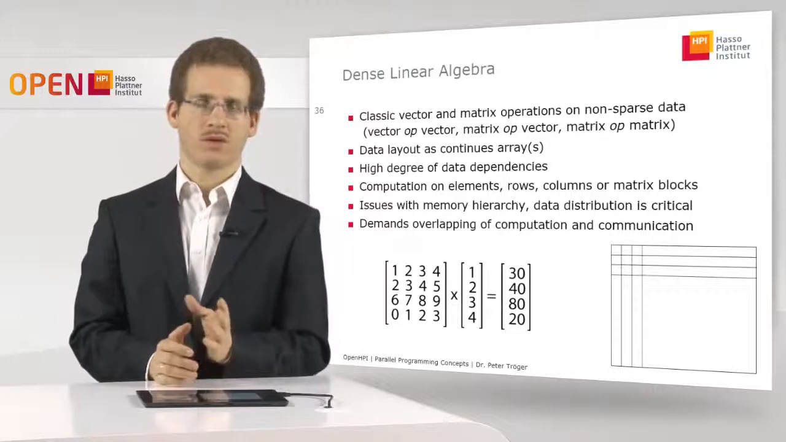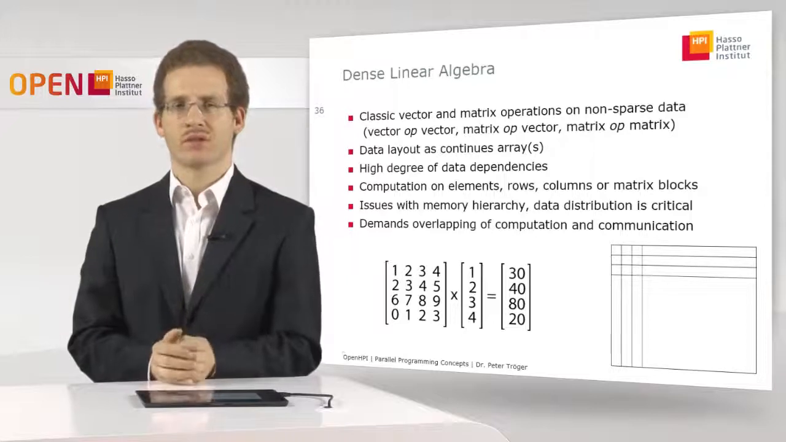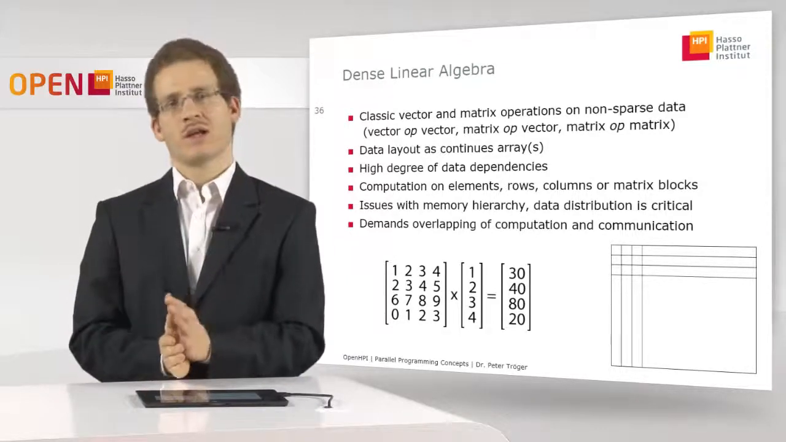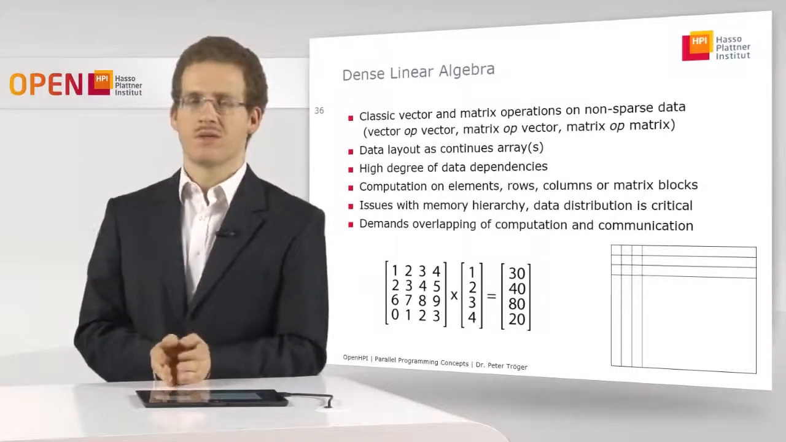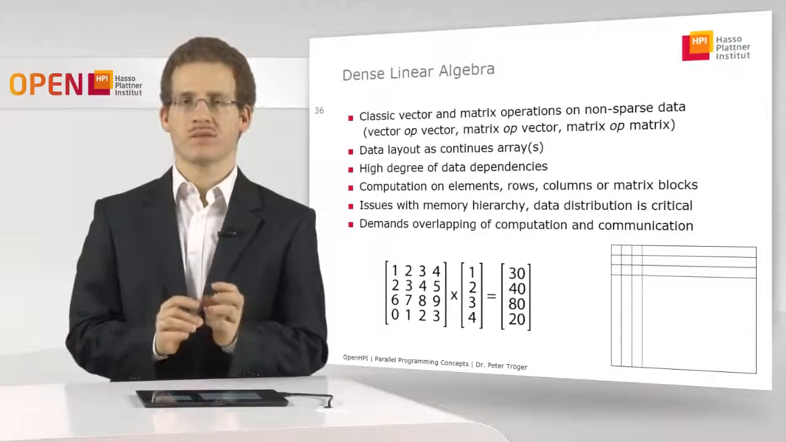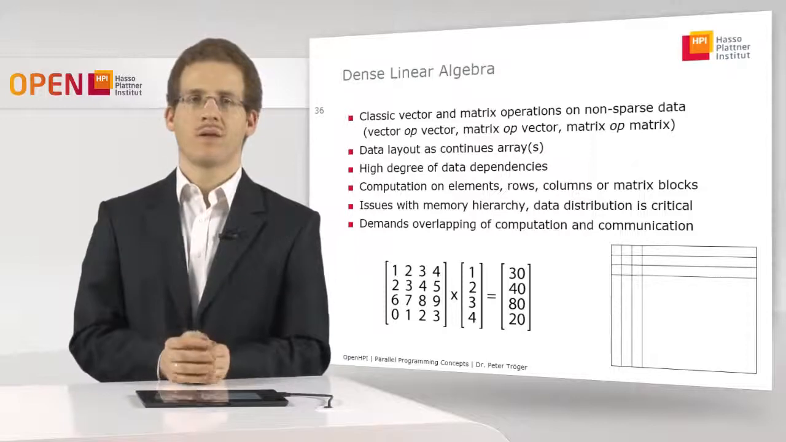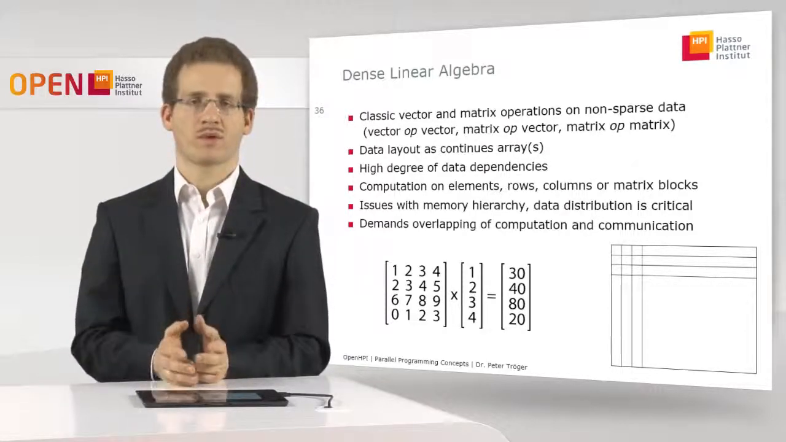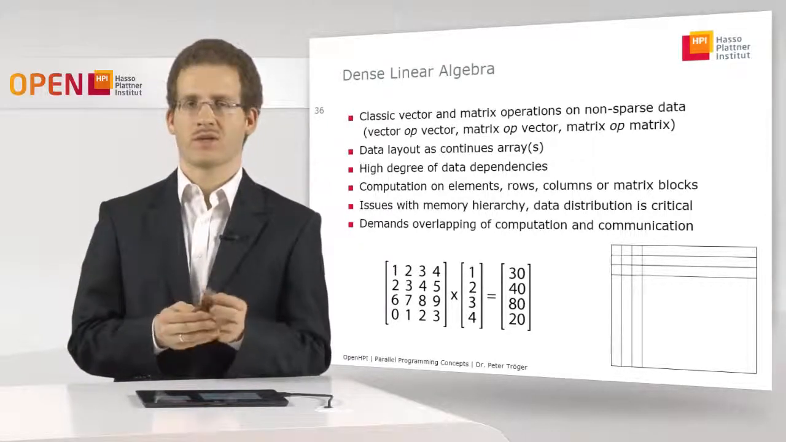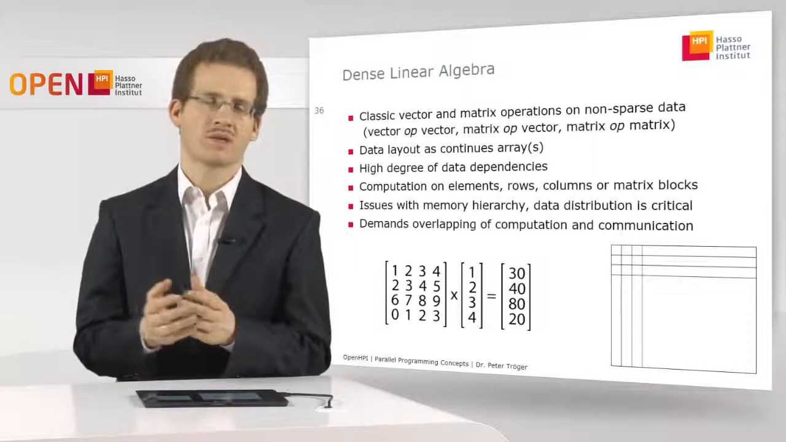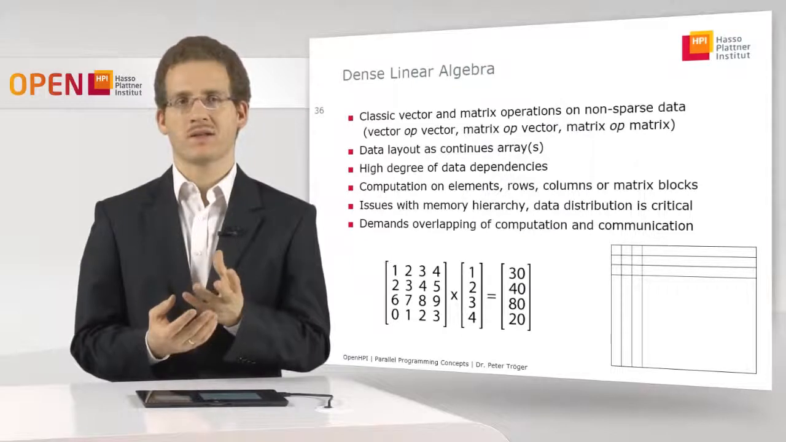The first dwarf is called dense linear algebra. And here the idea is that we summarize a problem class where parallel computation acts on vector or matrix data that is non-sparse. Non-sparse means that you have a lot of different elements, not a lot of zeros, so it's non-sparse data. And you now do computational operations on this data. So you either want to perform a numerical operation between two vectors, or a vector and a matrix, or two matrices like multiplication.